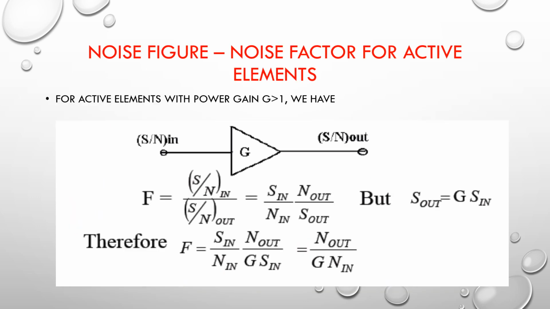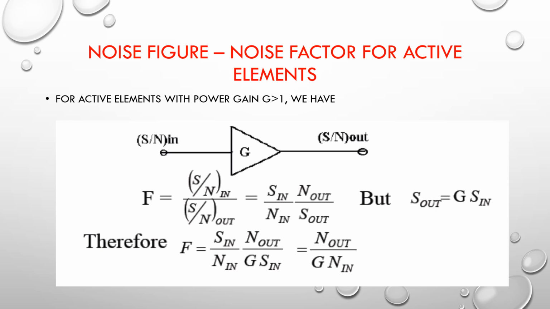Yes, next is the noise figure for the active elements. Take an example like a transistor or diode. So what is the noise figure calculation in that case? For the active elements, the power gain is of course greater than or equal to 1. So take a very simple active element. The active element can be anything. It has a gain of G, and this is the input SNR, and this is the output SNR.